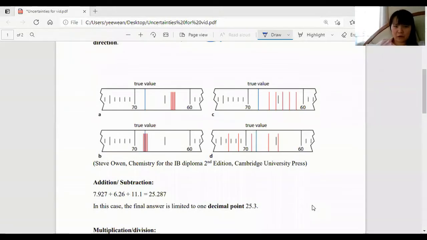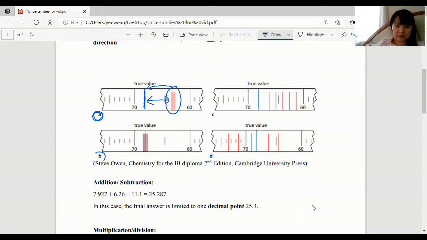We have 4 pictures here to illustrate accuracy and precision. So the first picture, we can see here that it's quite precise. We keep getting similar, close together values when we repeat the experiment, but it's not accurate because the true value is over here. So it's quite far from the true value. So in A, we have high precision, but low accuracy.